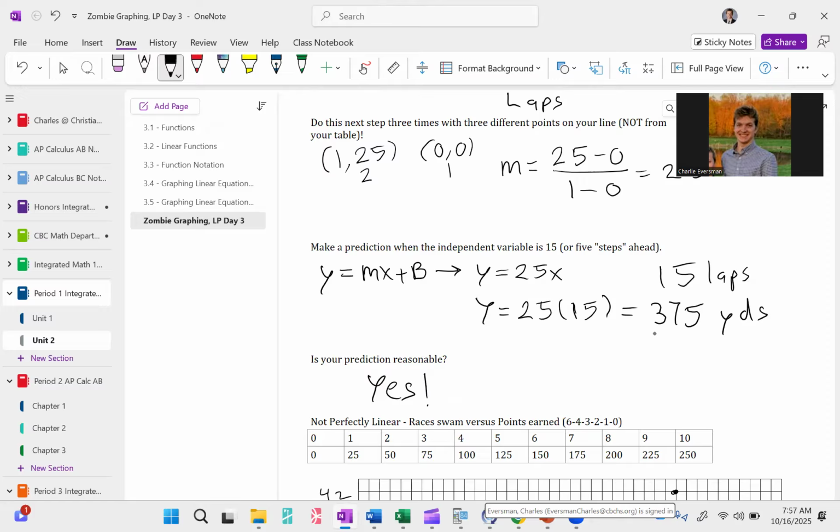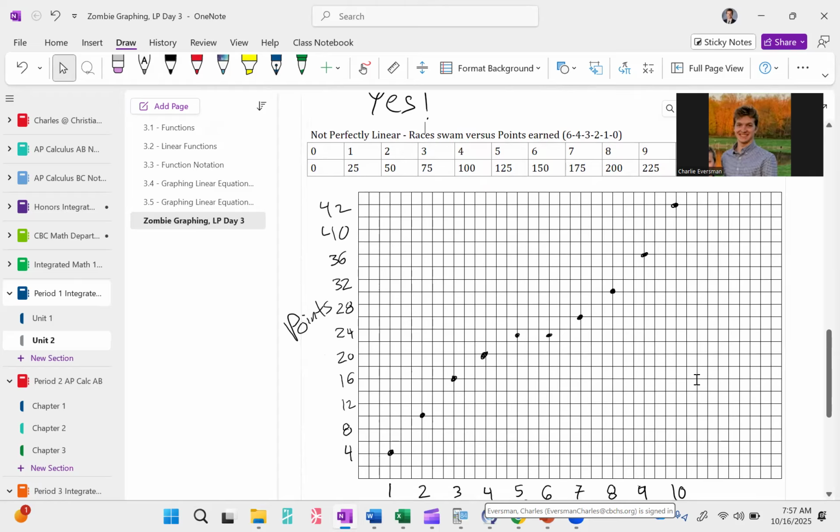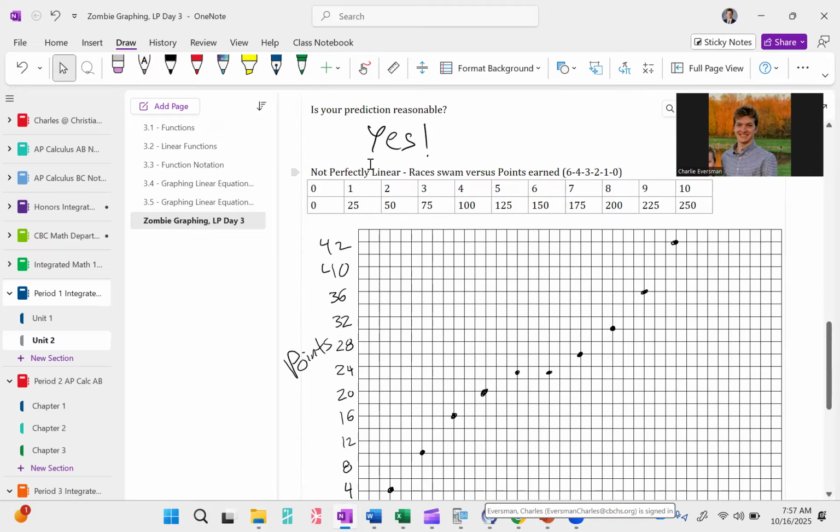Yes, right? You put an exclamation point there. And so I am going to then go and show you what I want to see for, maybe I'll save that. So now I'll look at the nonlinear example, and then I'll show you the making your slide piece of this. So this next one, this is races swam versus points earned.